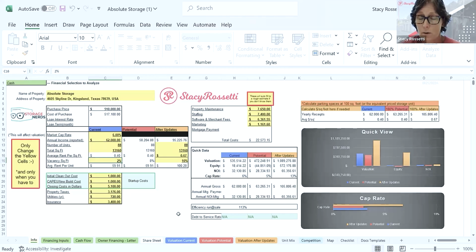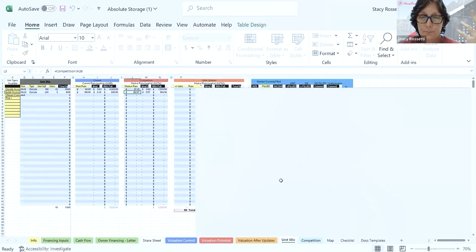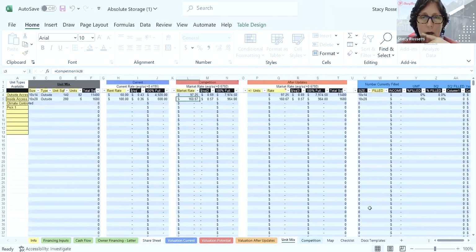He's at 40 cents a square foot, right? What does the competition call for? That's the question of the day. What does the competition call for? And so that is why we have the unit mix and the competition tabs.